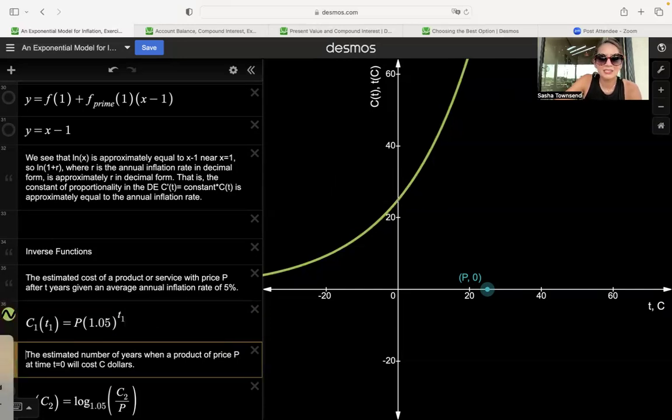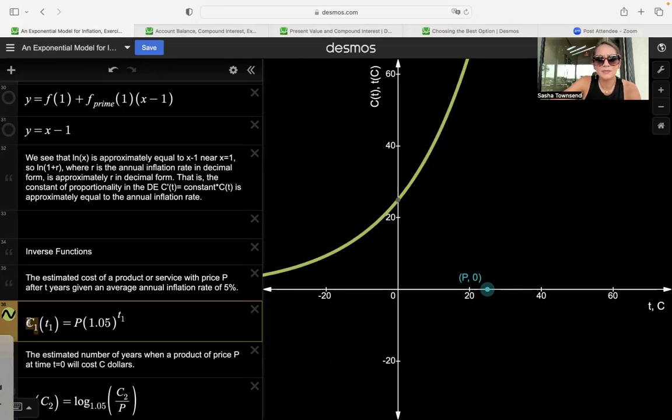Now, asked to find the inverse function, typically what we do is we solve for the independent variable, and then we switch the roles of x and y. If we solve for the independent variable, all we're doing is writing the equation of the original expression in a different form. So if I'm trying to get t by itself, and I've written t sub 1, what I really mean is t, and I've written c sub 1, but I really mean c.